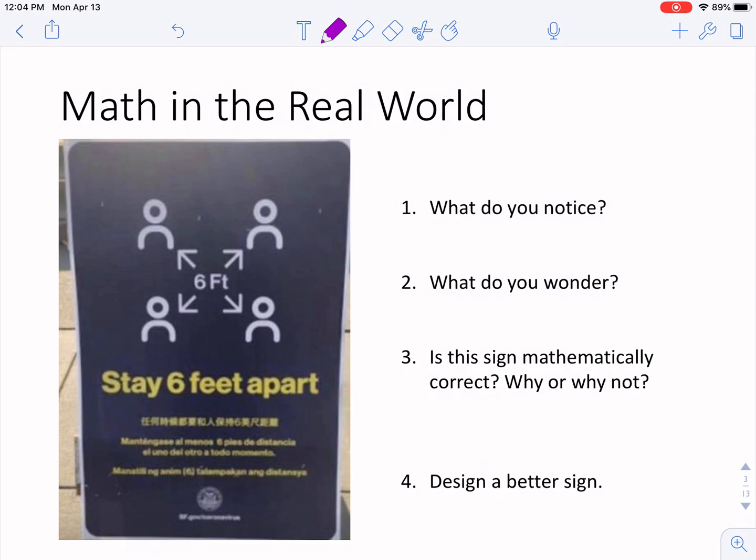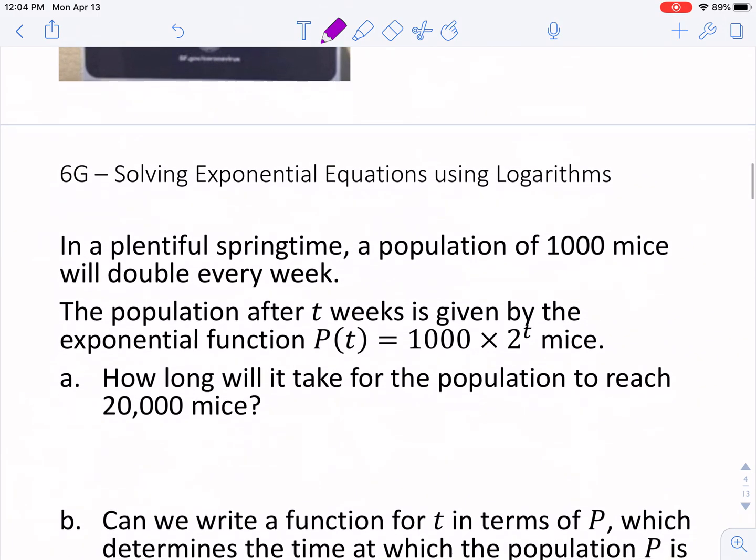What do you wonder about the sign? Is the sign mathematically correct? Why or why not? And then, is there a design for a better sign that you could have? These questions are actually in the week 3 assignment upload, so you can answer them there, and we'll talk about them next week. So, all right, let's get into section 6G and 6H.